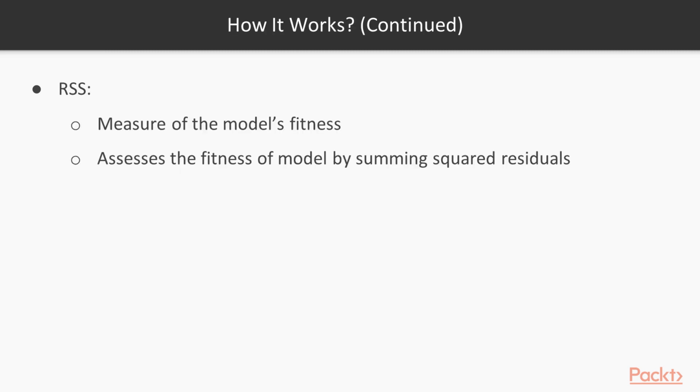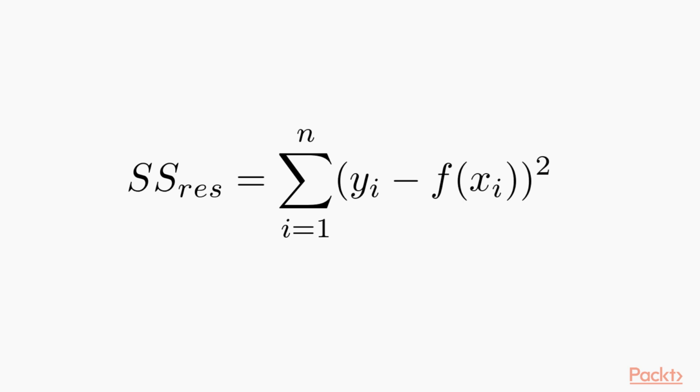This measure of the model's fitness is called the residual sum of squares, RSS, cost function. Formally, this function assesses the fitness of a model by summing the squared residuals for all of our training examples. The RSS is calculated with the formula shown here, where yi is the observed value and f of xi is the predicted value.